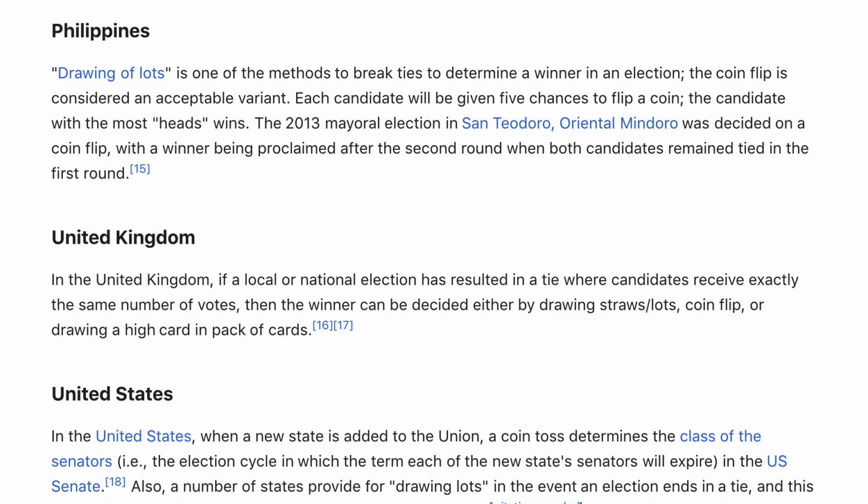United Kingdom. In the United Kingdom, if a local or national election has resulted in a tie where candidates receive exactly the same number of votes, then the winner can be decided either by drawing straws or lots, coin flip, or drawing a high card in a pack of cards.